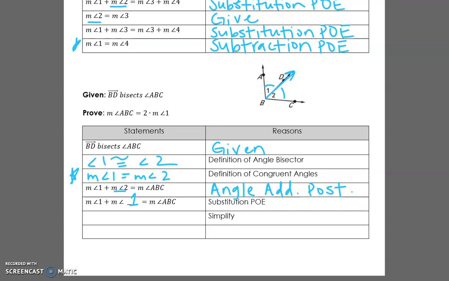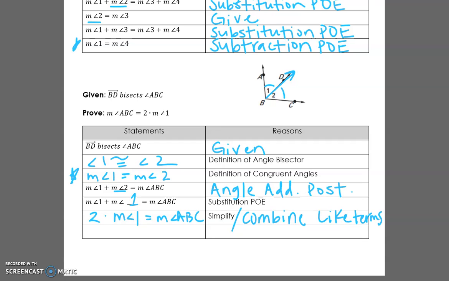Now they want us to simplify. Well, something plus itself could be represented as 2 times, well, I'll use the multiplication symbol, 2 times the measure of angle 1 is equal to the measure of angle ABC. So again, we were simplifying, or you can always call this combine like terms.